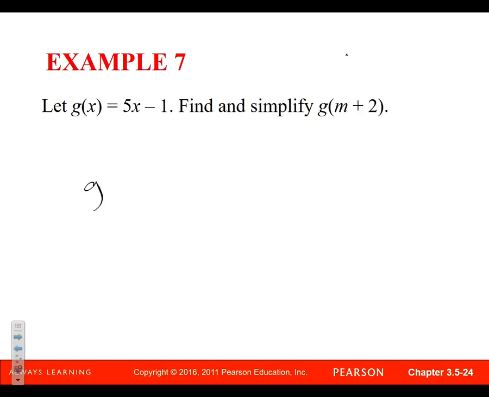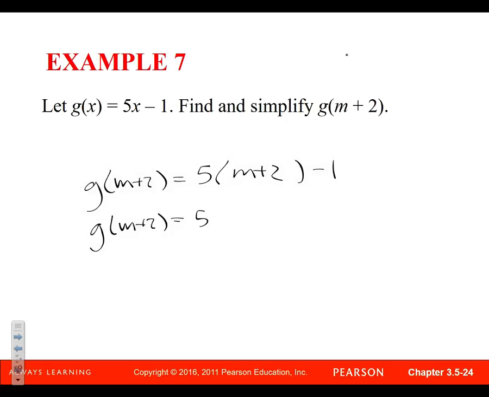So I want to evaluate g of m plus 2. That is 5x minus 1, correct? So what do I put into that parenthesis? m plus 2. So g of m plus 2 is 5... That's not an x. I'm so used to writing x. 5m plus 10 minus 1. Therefore, g of m plus 2 is 5m plus 9.